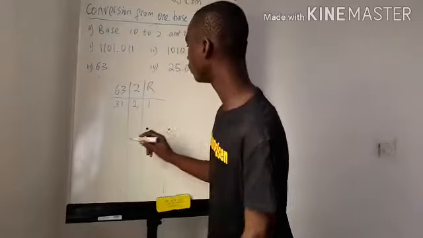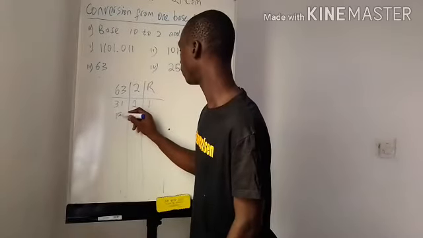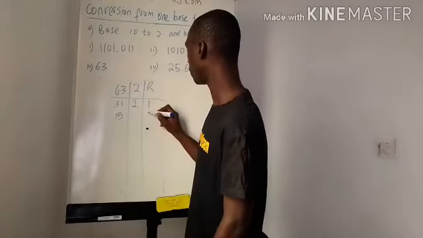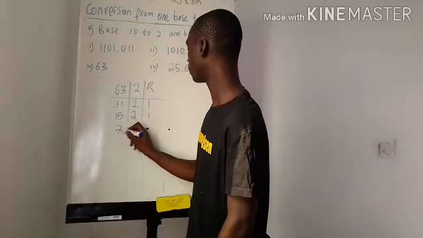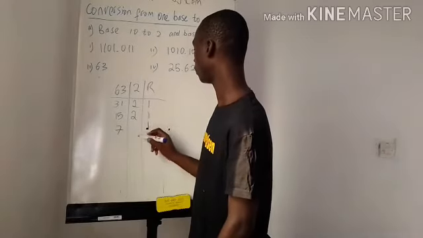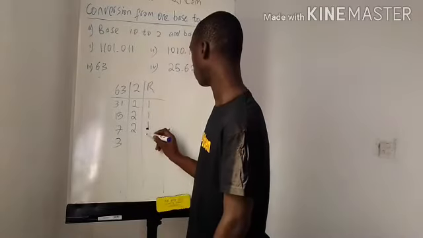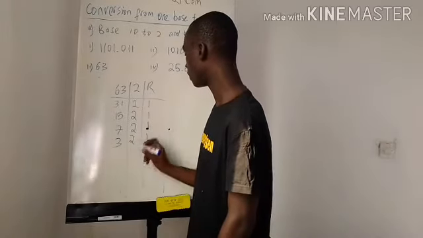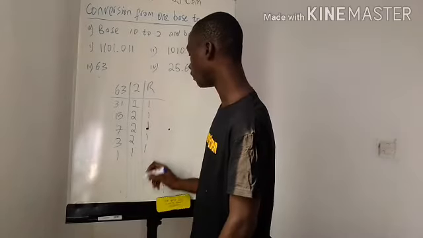Again, we divide this by 2, we obtain 15 with the remainder of 1. Again, we divide by 2, we obtain 7 with the remainder of 1. Again, we divide by 2, we obtain 3 with the remainder of 1. Again, we divide by 2, we obtain 1 with the remainder of 1.